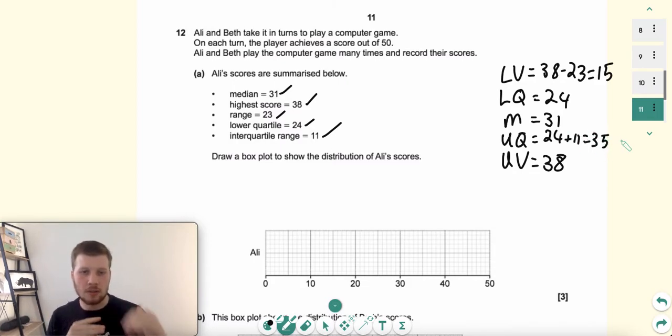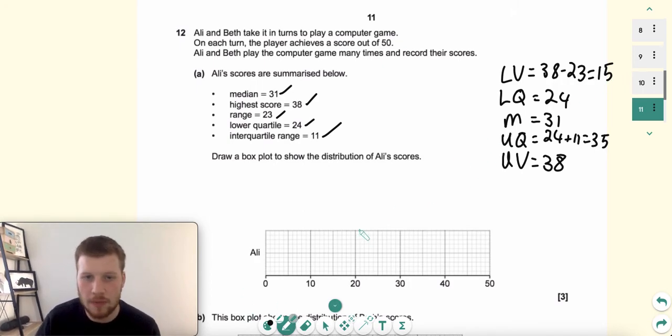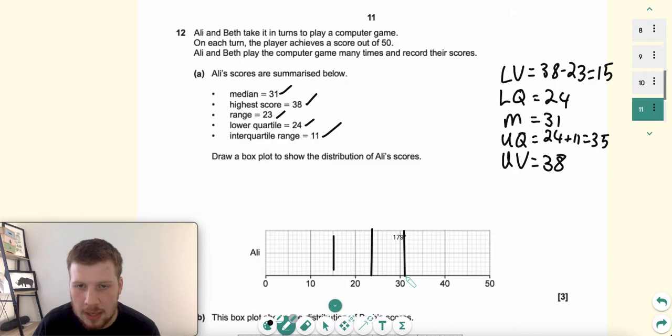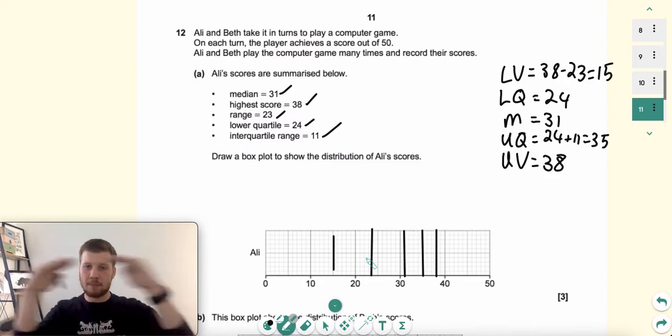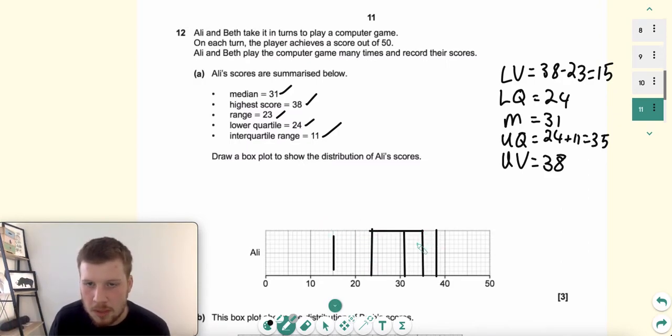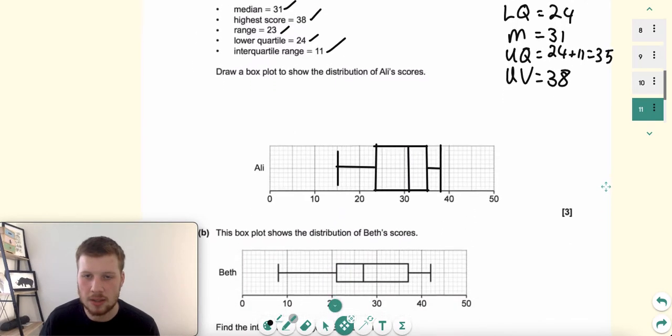I've got all my key values. Let's draw my box plot. Lower value, 15. Draw a line down. Lower quartile, 24. Draw a line down. The next one, median, 31. Draw a line down. Upper quartile, 35. Draw a line down. And upper value, 38. Draw a line down. Box and whisker means that I need a box over my middle 3, like this, and a whisker going to the edge. And that would be my box and whisker plot for Ali's scores.